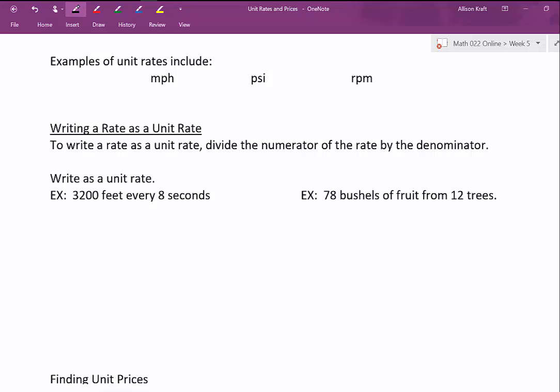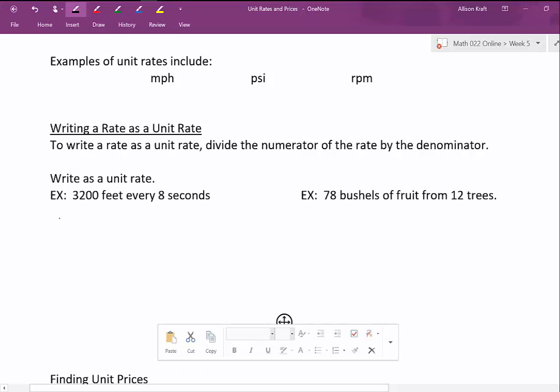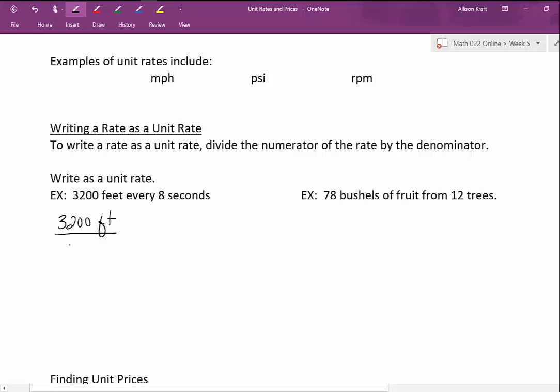To write this as a unit rate, we have 3,200 feet in the numerator, 8 seconds in the denominator, and now we just want to divide 3,200 by 8. This gives us 400 feet over 1 second. Can be written that way, but typically we'll see it written as 400 feet per second.